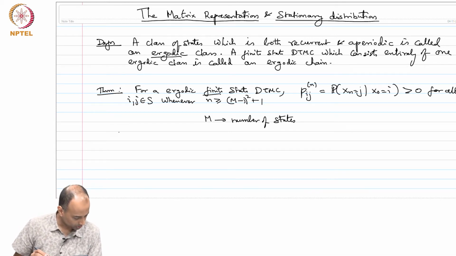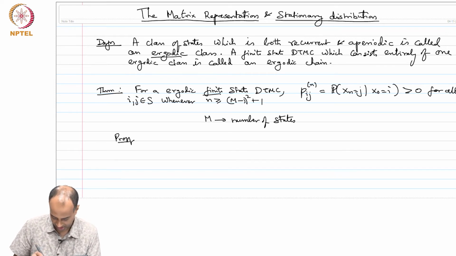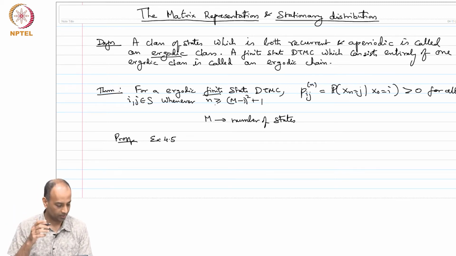The proof of this I am not going to do. There is a guided proof given in Gallagher exercise 4.5. May not be worth spending class time on this, but yeah. So, this can be proved, and this bound of (M minus 1) squared plus 1 can be met with equality for some Markov chains. Okay. So, this is a tight bound, all right. So, to summarize, an ergodic chain is a chain that consists of one recurrent and aperiodic class, and for such an ergodic chain you have that P_ij^n, the n-step transition probability, is strictly positive for large enough n, when n is like M squared, all right.